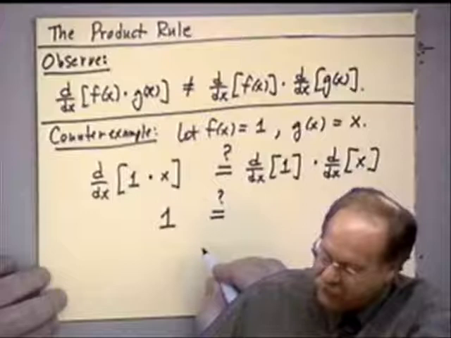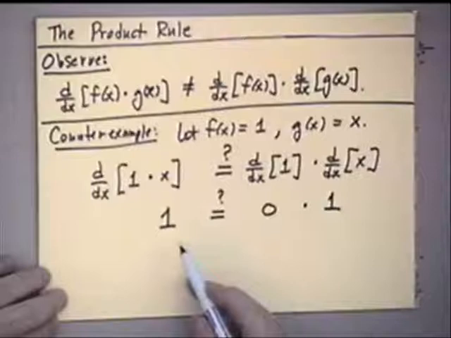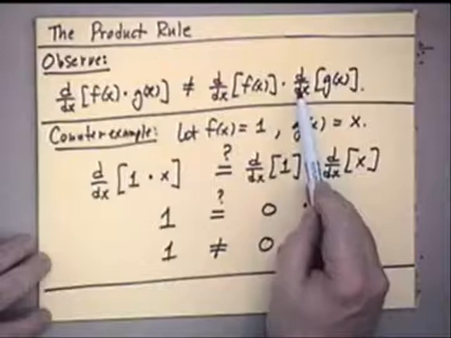Well, let's see. The derivative of 1 is 0. 1 is a constant function, it has slope 0 everywhere, times the derivative of x, which is 1. So the question is, does 1 equal 0? And of course, 1 doesn't equal 0. So we have just shown in the simplest possible manner that this purported rule cannot be correct. The derivative of a product, unfortunately, is not equal to the product of the derivatives.